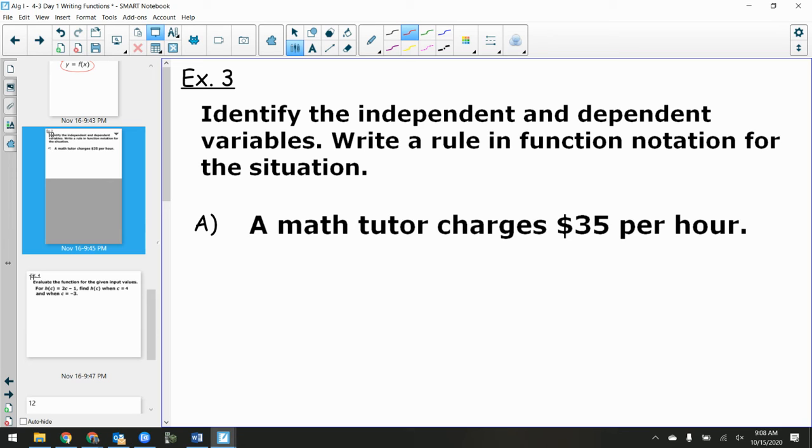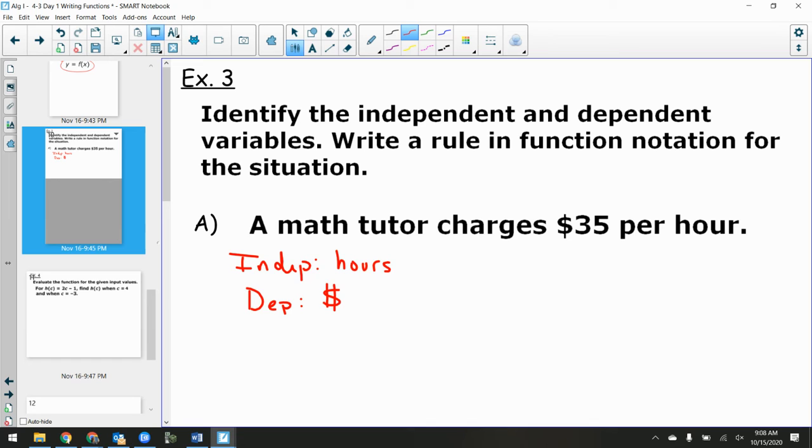A math tutor charges $35 per hour. What is my independent variable here, David? The amount of hours. Independent is the amount of hours. My dependent would therefore be what? Go ahead, David. The total charge, right?